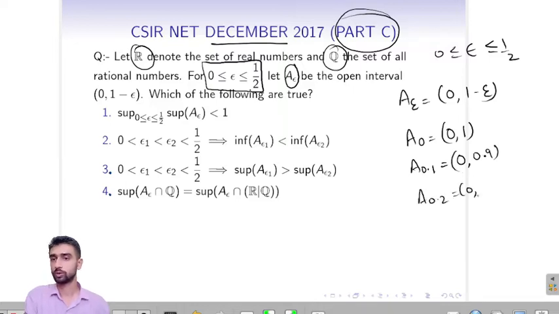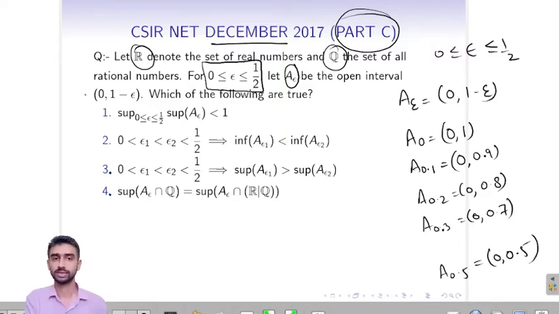It will be 0, 0.8. Then I am taking a 0.3, and just to get the idea how it looks like, 0.7. Now you can see how it is going, and it will go to somewhere when I keep increasing the values. So it will be 0.5, it will go till here, and it will be 0, 0.5.